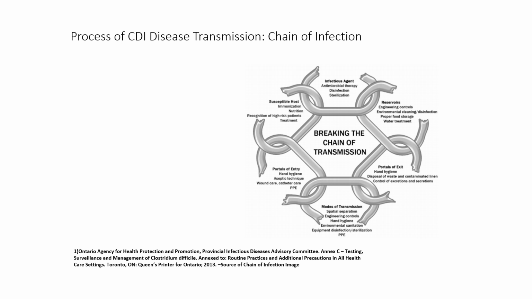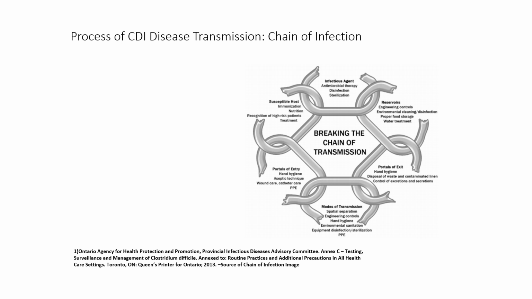The chain of transmission is that the infectious agents thrive because of irrational antimicrobial therapy or incomplete disinfection or sterilization. The reservoirs are because of engineering controls, environmental cleaning and disinfection, improper food storage and others. Portals of exit is through contaminated hands, and the mode of transmission is the contact route.